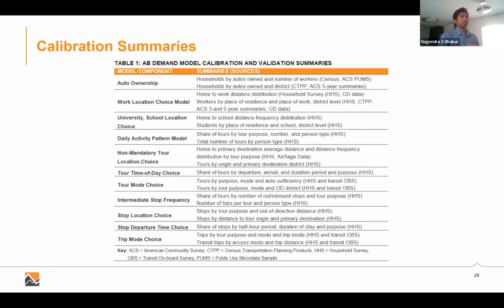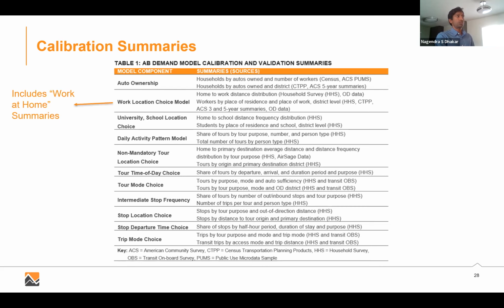And the typical summaries include, by different model components, here is a list of that. I don't want to read through everything, but we have a comprehensive set of summaries in those spreadsheets. And depending on what we value more in those summaries during the calibration process, we try to adjust the coefficients based on those, and then look at the results.